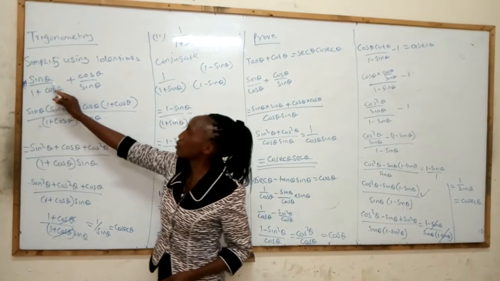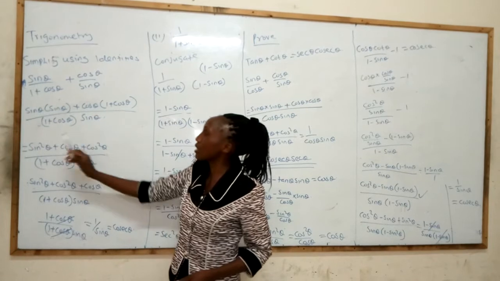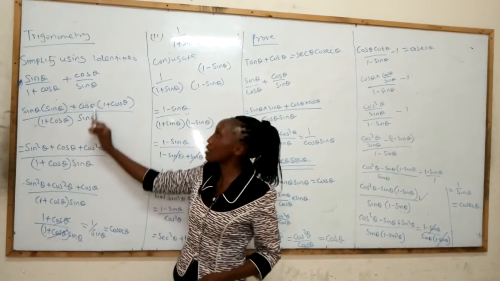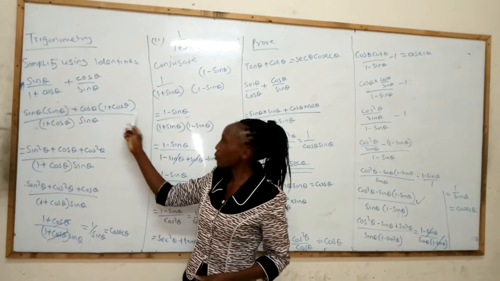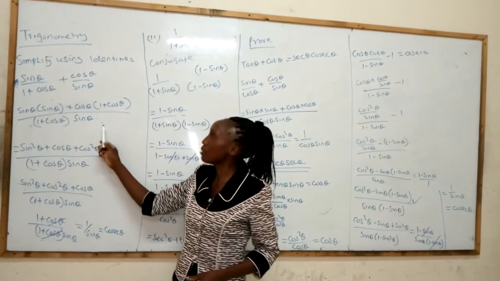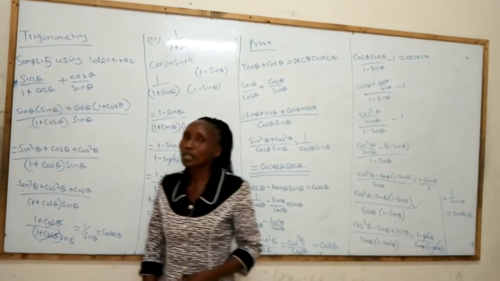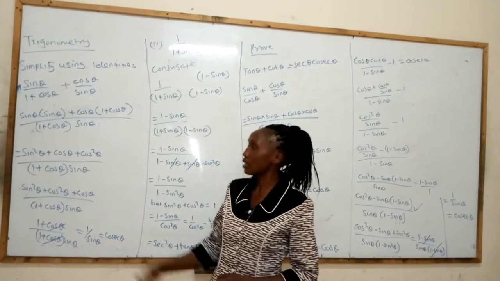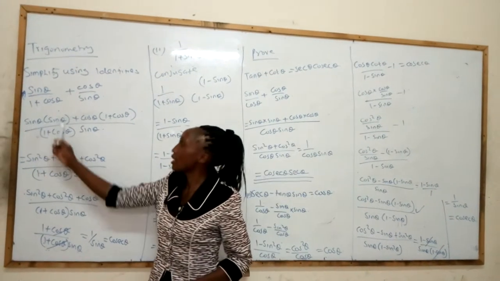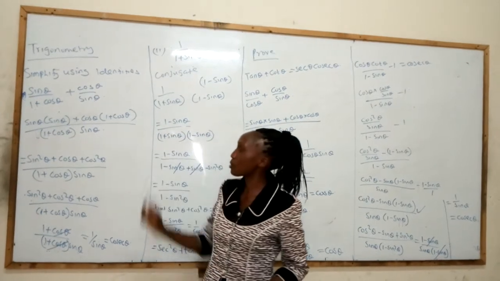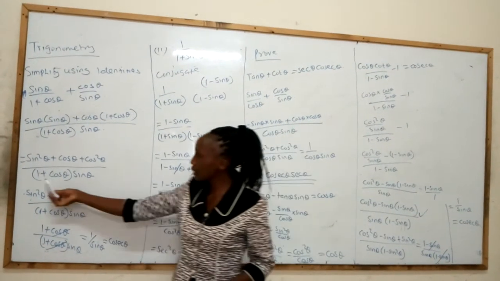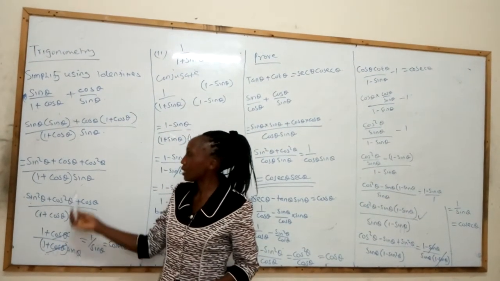We multiply sine theta times sine theta, and then cos theta multiplied with 1 plus cos theta. This is the LCM: you multiply the two terms which are the denominators. If you square sine and sine, you get sine squared theta plus cos theta plus cos squared theta, over 1 plus cos theta times sine theta.